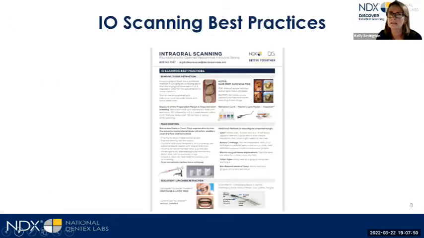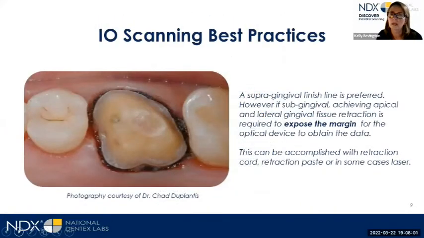One of our handouts is specific to providing some tips and tricks or best practices for tissue management as well as isolation. And I always like to show this picture. Dr. Duplantis had provided it to me. And it's really a textbook prep and isolation so that you can see the margins 360 degrees. So even though we're going to talk about bridges tonight, this is what you want the prep part of your abutment teeth to look like.